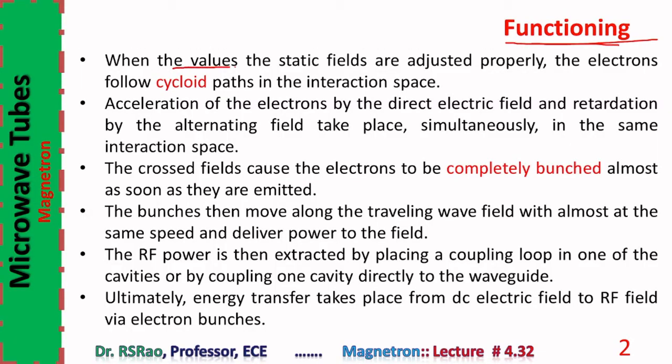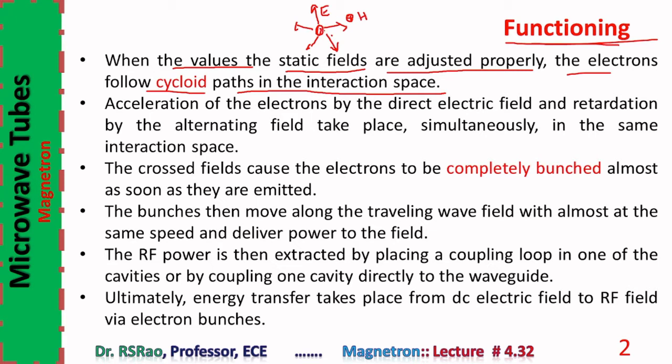When the values of the static fields are adjusted properly, the electrons follow cycloid paths in the interaction space. In the interaction region, apart from the rotating RF field, there exist two static fields. One is a radial electric field like this. Another is an axial magnetic field. This is the electric field, this is the magnetic field. One can easily notice that these two fields are perpendicular to each other.